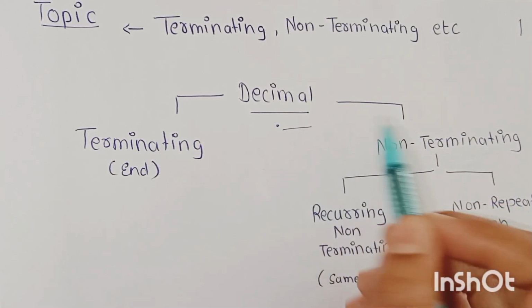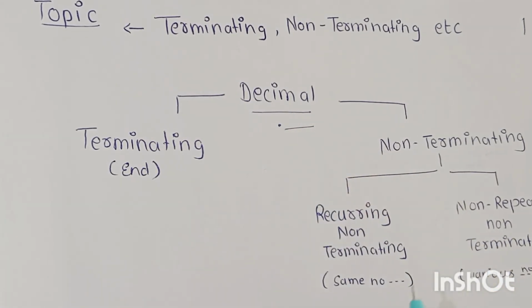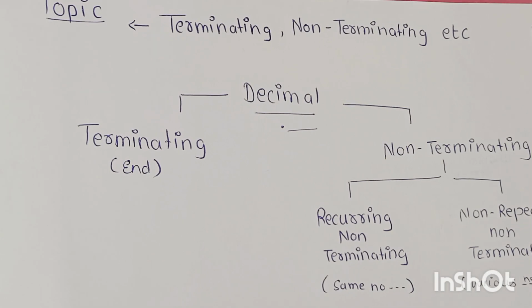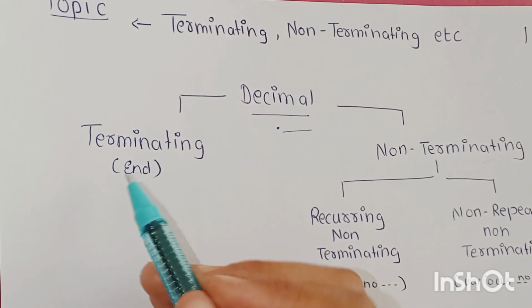Decimal numbers are read as 1, 2, 3, 4, digit by digit. They cannot be read as we read normal numbers. There are two types, terminating and non-terminating. The word terminating means end.